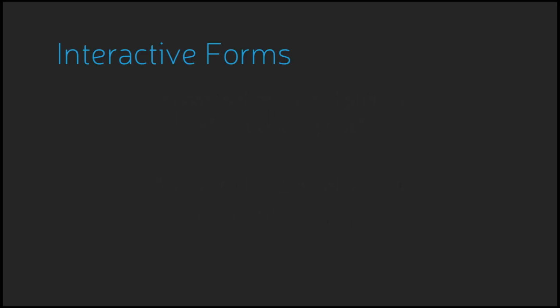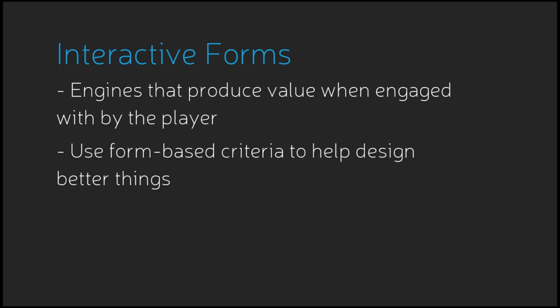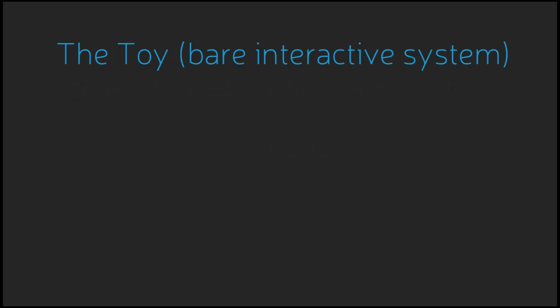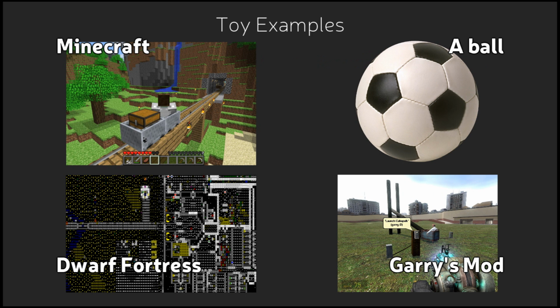Within all of interactive systems, there exist a number of forms. These forms are like engines that produce value when engaged with by the player. If we can identify these forms in our design work, we can use form-based criteria to help us design better things. The first form is the toy, or bare interactive system. In these systems, there is no goal. Instead, players play with or explore it and try to find its edges. The primary value of a toy could be called mapping, finding out exactly what happens when you do X or Y or Z. So, good toys have lots of possibility space for you to explore.